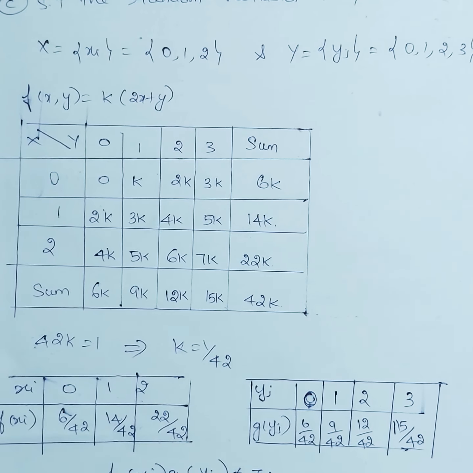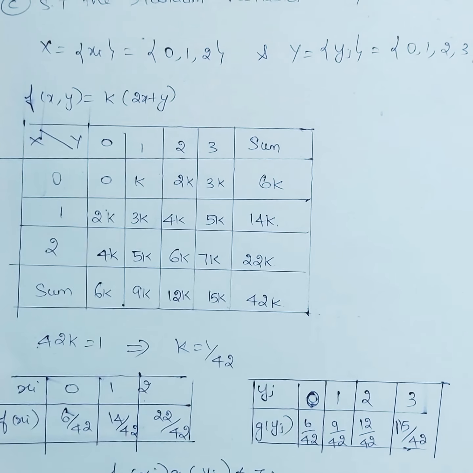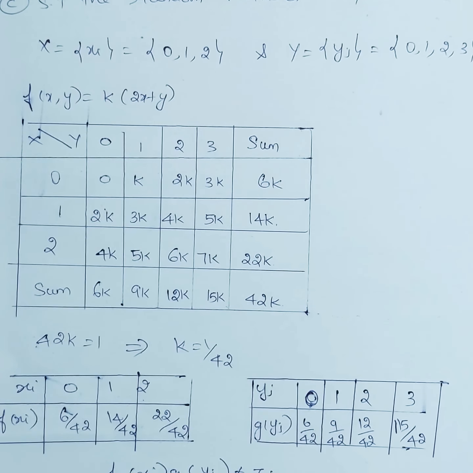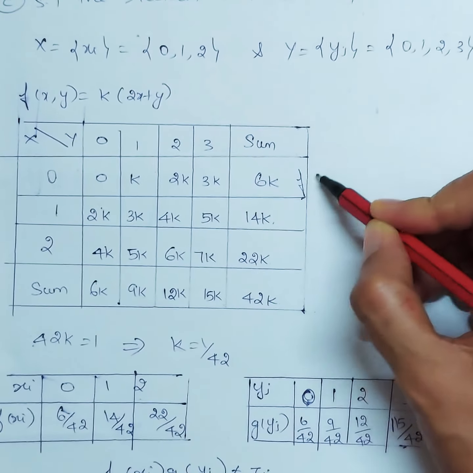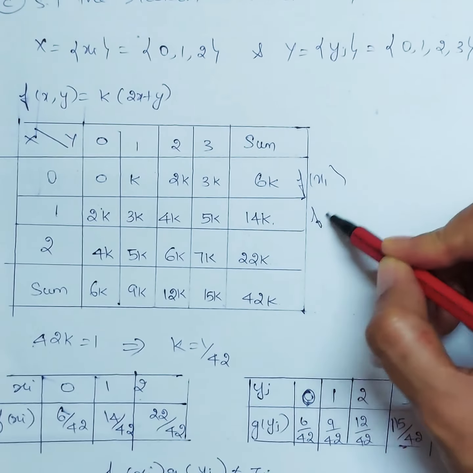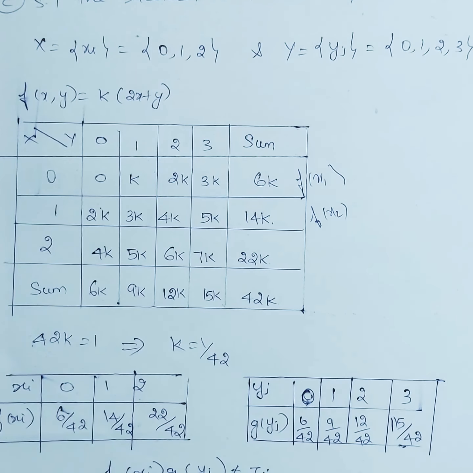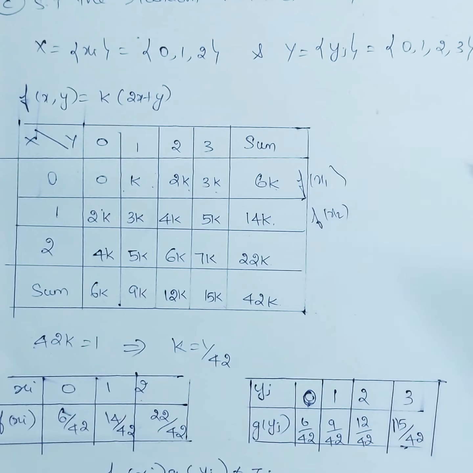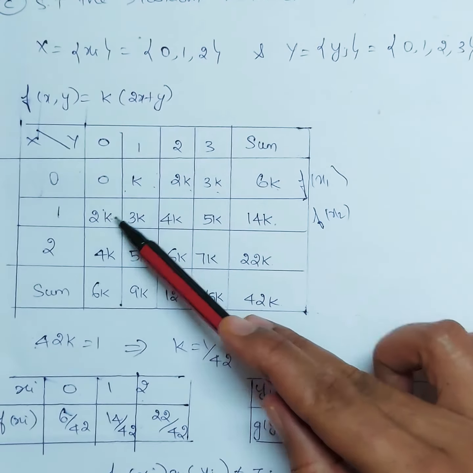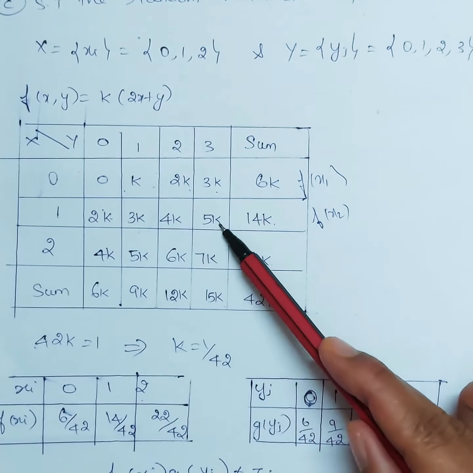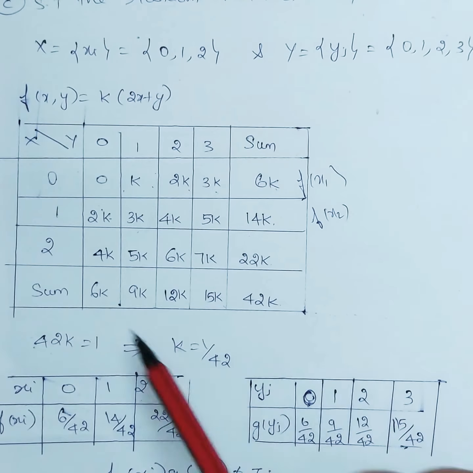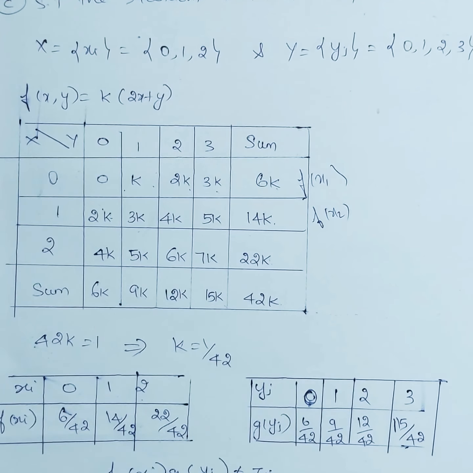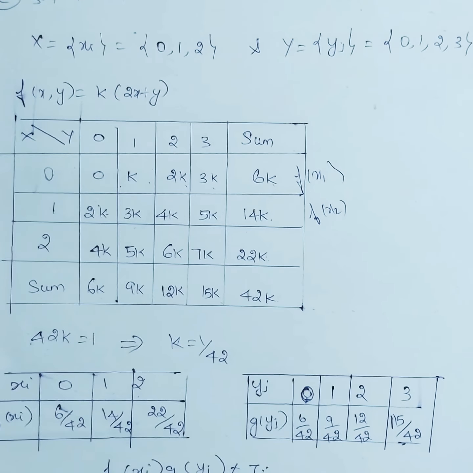And at the right extreme I have written sum. The sum is nothing but all these values, the f of xi. Correct? This is f of x1, this is f of x2, and all those things. So 0 plus k plus 2k plus 3k is 6k. 2k plus 3k plus 4k plus 5k, 14k. Then 4k plus 5k plus 6k plus 7k, 22k. So we have written row wise, and that is nothing but the f values.